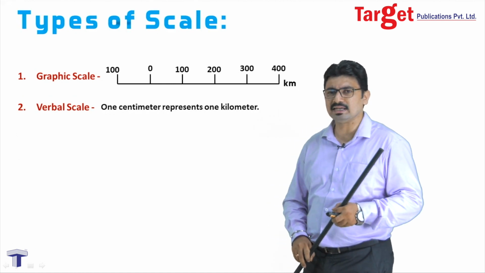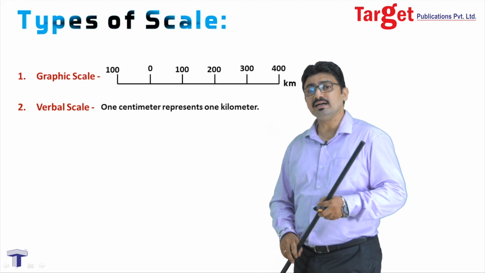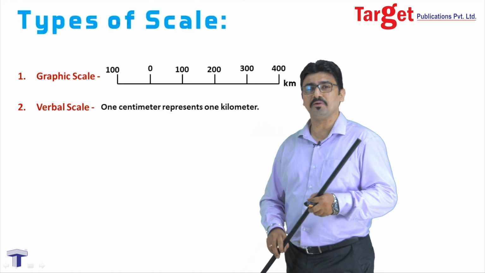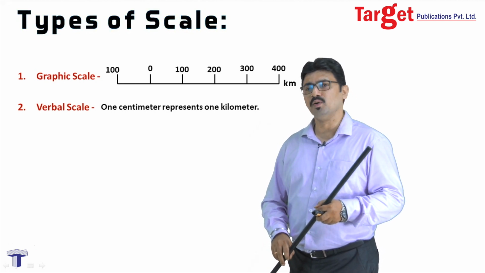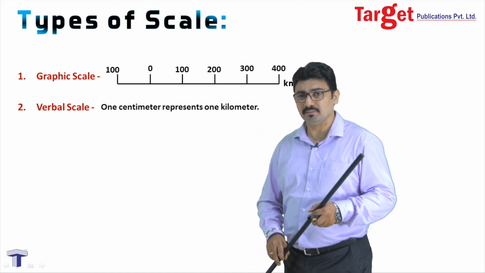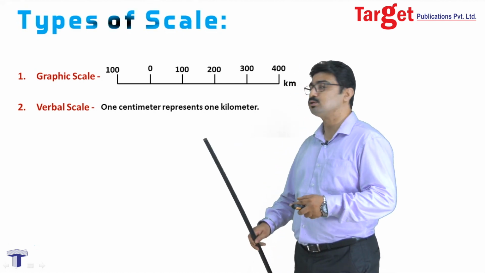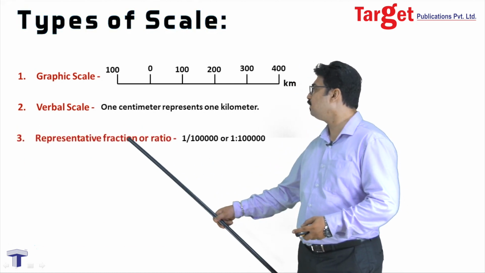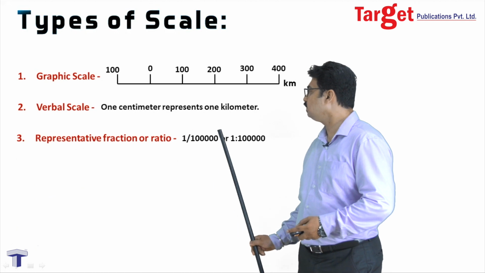What do you mean by verbal scale? Verbal here means the scale is explained or mentioned with pure help of words. There is no graphical, there are no numbers, the numbers are written in words. That's why it is known as verbal scale. For example, 1 centimeter represents 1 kilometer.